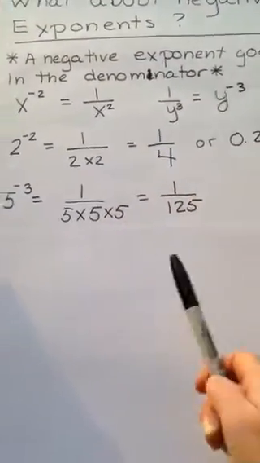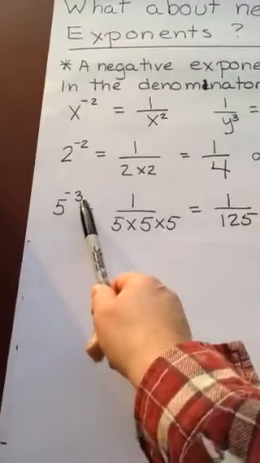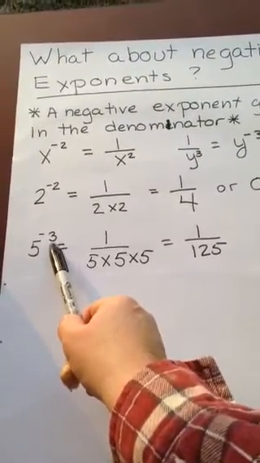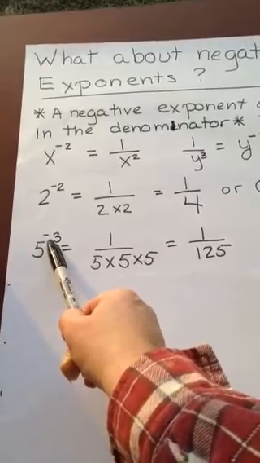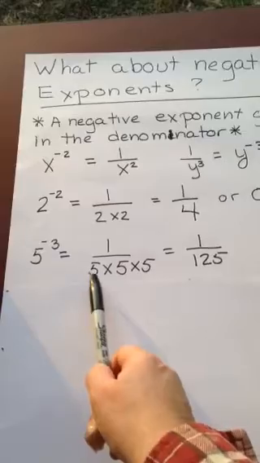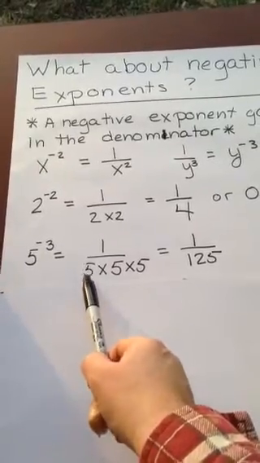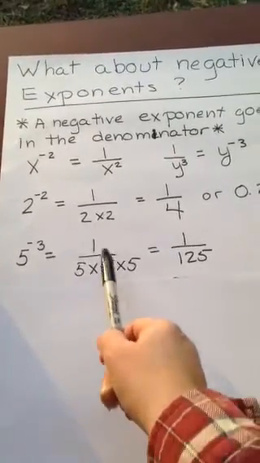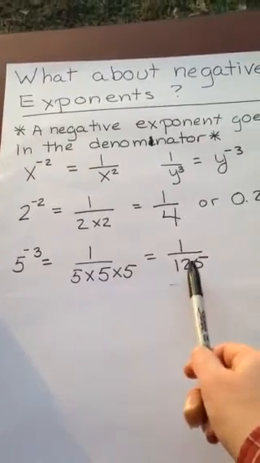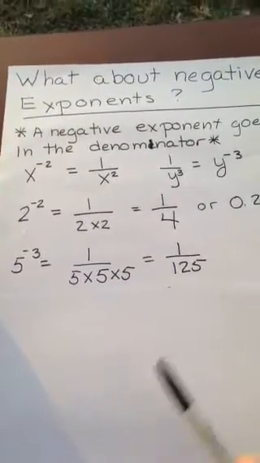Let's look at this guy. If I start with 5 to the negative third, my base is 5, my exponent is 3, but it's a negative 3, so it has to go into the bottom. So I'm going to multiply that 5 3 times, but I'm going to do it in the denominator. 5 times 5 times 5. So 1 over 5 times 5 times 5, that's going to be equal to 1 over 125.